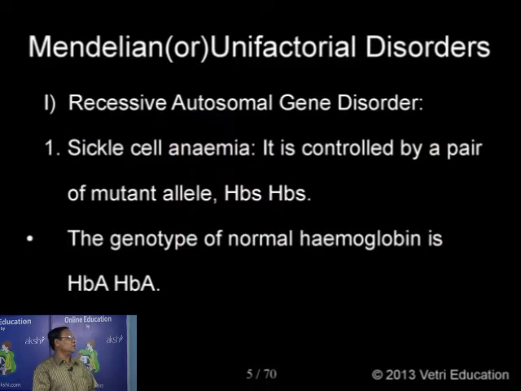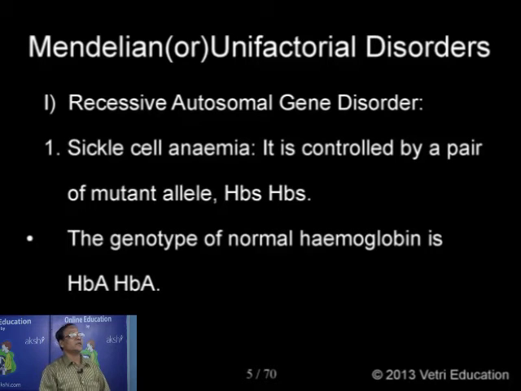Now the first one, recessive autosomal gene disorders. We have a number of disorders, and as I mentioned already, this is because of a metabolic pathway block, or simply a metabolic block. The concept is one gene, one enzyme. That means one step is catalyzed by a particular enzyme, and that enzyme is normally coded by a particular gene. That concept is called the one gene, one enzyme hypothesis.